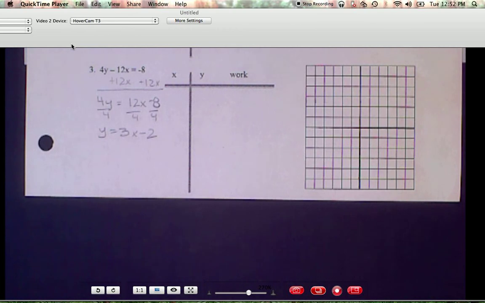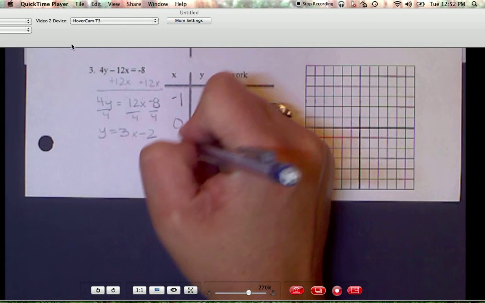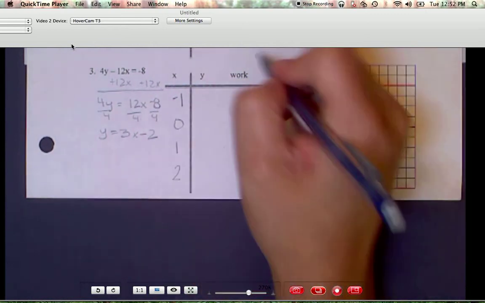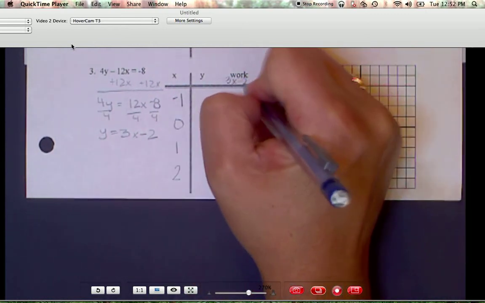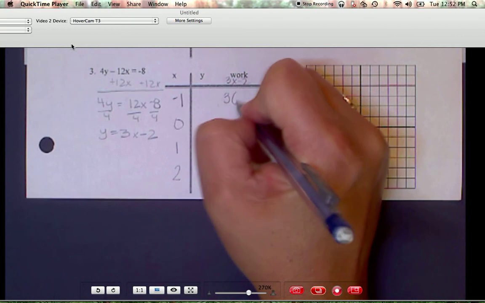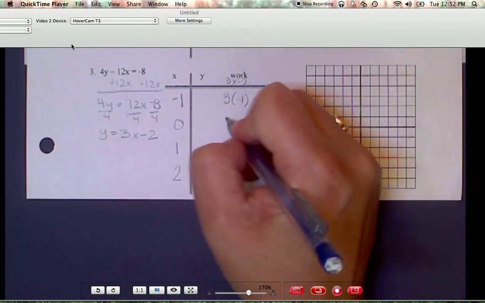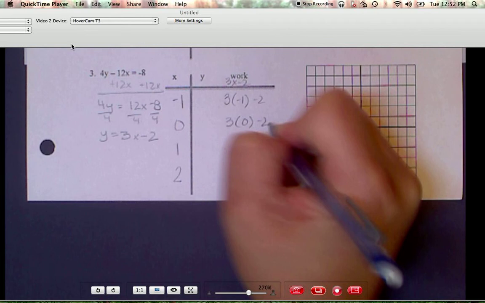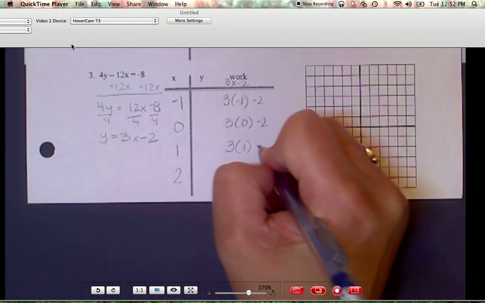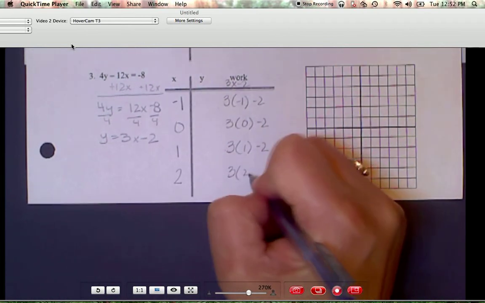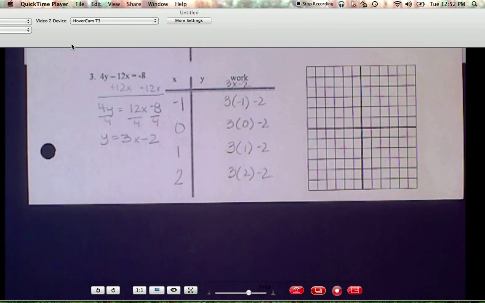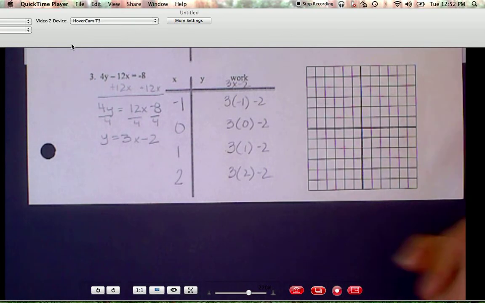Still choose the same domain, the x values. We get negative 1, 0, 1, and 2. And our equation is 3x minus 2. So 3 times negative 1 minus 2. 3 times 0 minus 2. 3 times 1 minus 2. 3 times 2 minus 2. So just show your one step of work, and now you can go back.